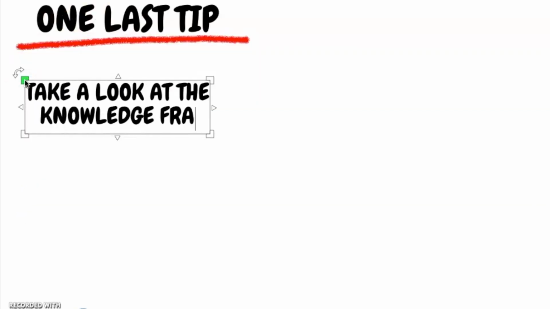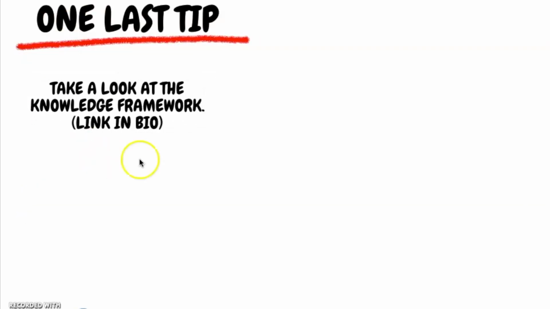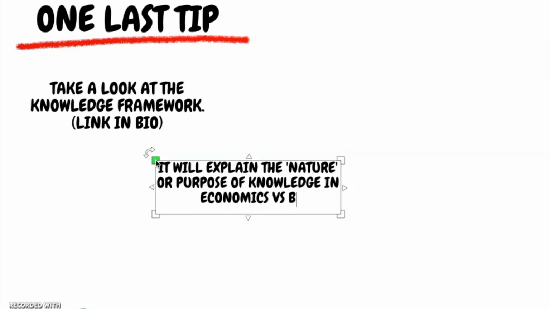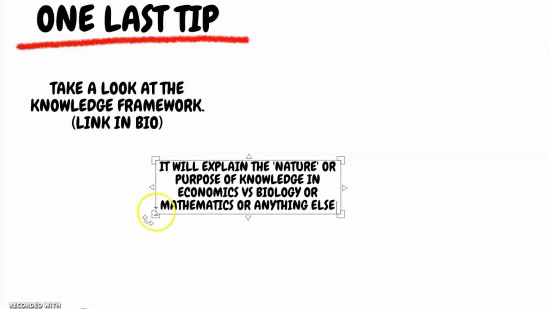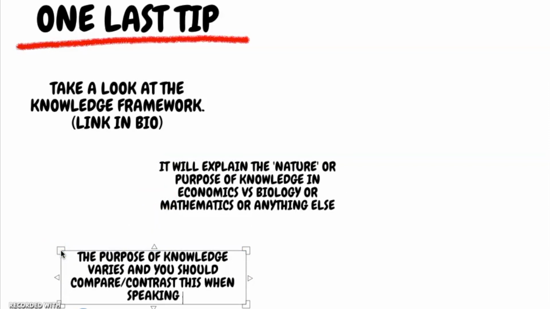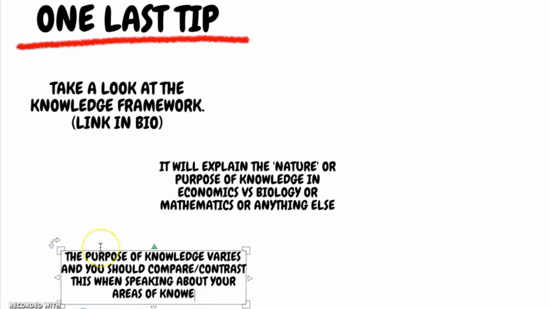Something else that I really suggest is taking a look at the knowledge framework. I'll also leave a link to that below, but basically the knowledge framework explains what the purpose of knowledge is in each area of knowledge and how areas of knowledge differ from each other. And this is important because you should compare and contrast the 2 areas of knowledge that you choose. For instance, if I do psychology and mathematics, I want to compare that in psychology the goal is to explain and understand human behavior, whereas in mathematics it might be just to quantify natural phenomena, and how this affects the nature of knowledge.